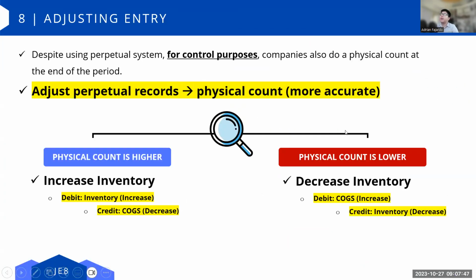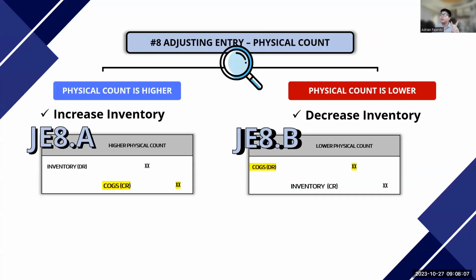There. So, finally, adjusting entry, like what I've mentioned, you will have an inventory balance using your T account, but at the end of the day, ang masusunod is the physical count. The physical count is higher or more accurate than your record. Therefore, dalawa lang naman yung possibility. The physical count is higher in terms of your record or lower. So, susundan mo lang siya. If it's higher, you have to increase inventory.